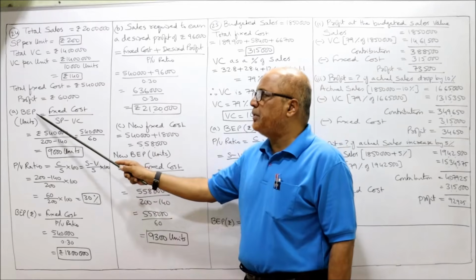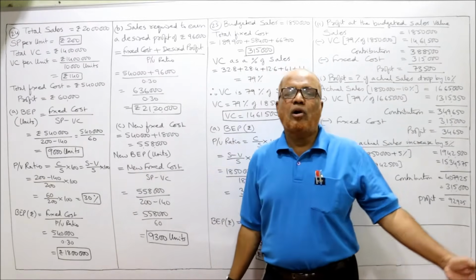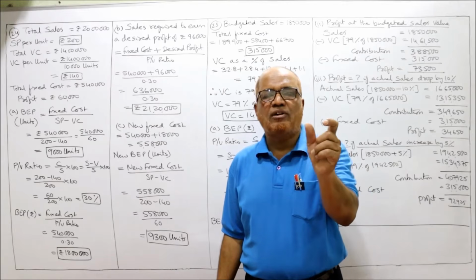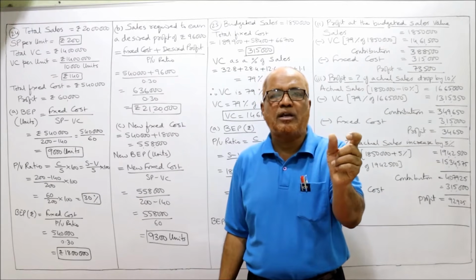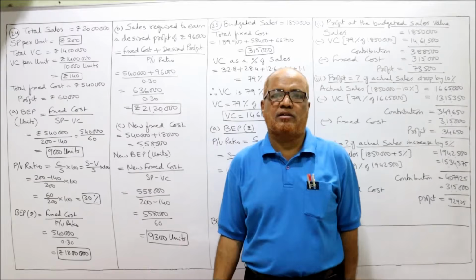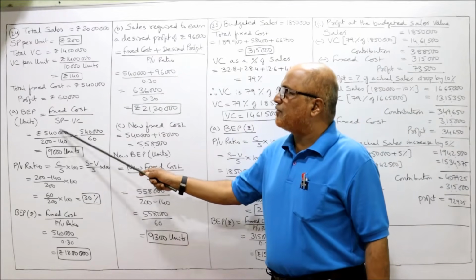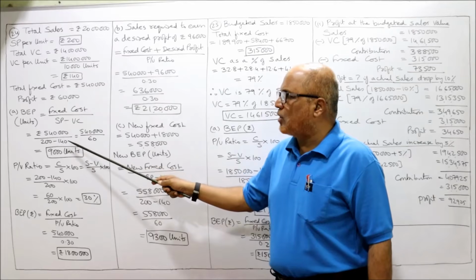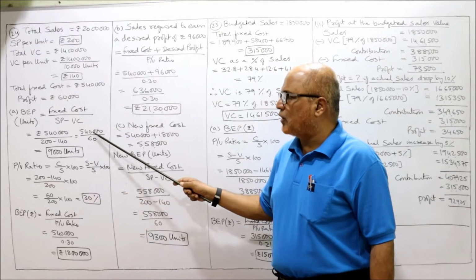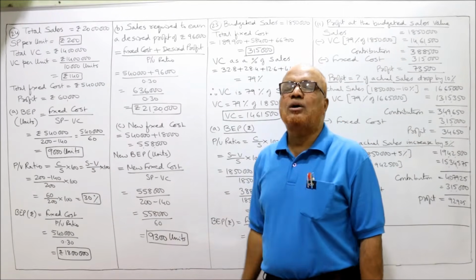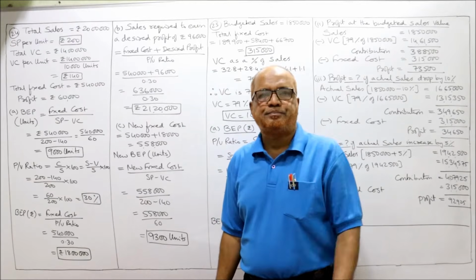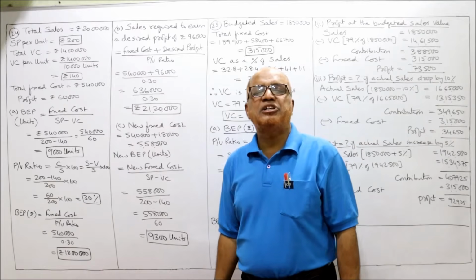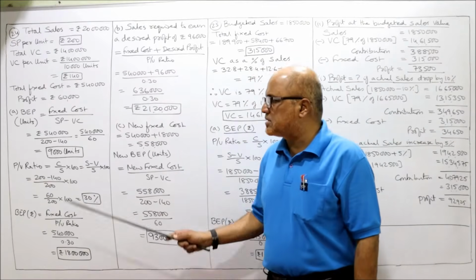The first question, BEP in units. We already know the formula for BEP in units: fixed cost divided by selling price per unit minus variable cost per unit. The fixed cost 5,40,000 is given in the problem. Selling price 200 rupees, variable cost 140 rupees. So 5,40,000 divided by 60, 9,000 units is the BEP. First question completed. The break-even point BEP is 9,000 units.